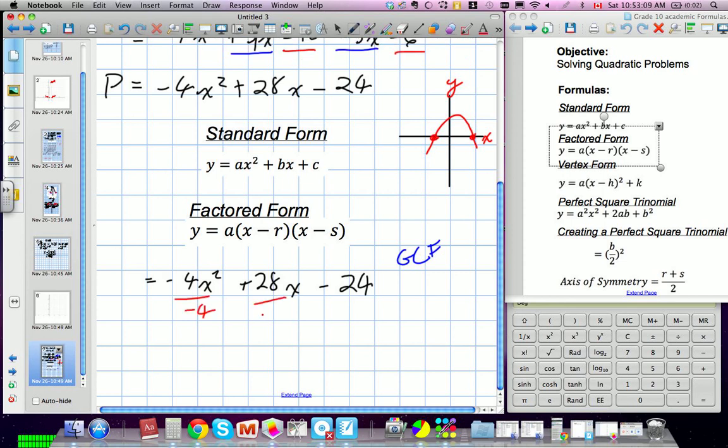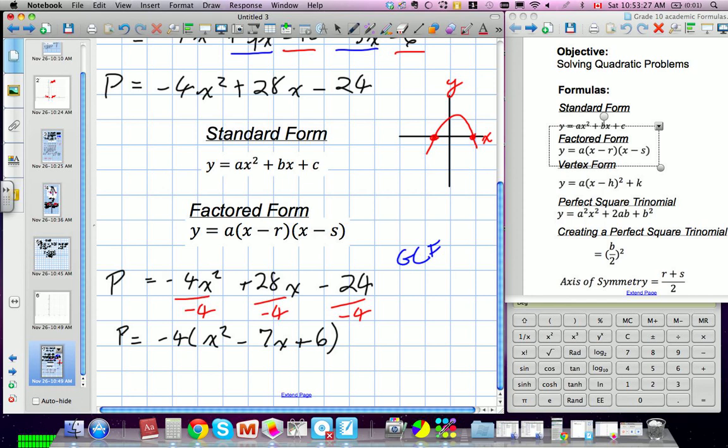So our profit function is equal to negative 4x squared minus 7x plus 6. Okay, so we have our a value. We figured that part out in our factor form. Now we've got to factor this term.